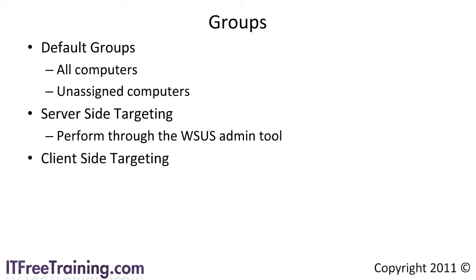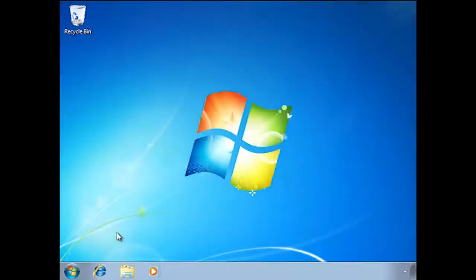When client-side targeting is used, the client decides which group the computer will be assigned to. Client-side targeting is usually done through group policy. Using group policy, you can set the group membership for computers in your domain and also newly created computers on the domain. Let's have a look at how to perform server-side and client-side targeting.